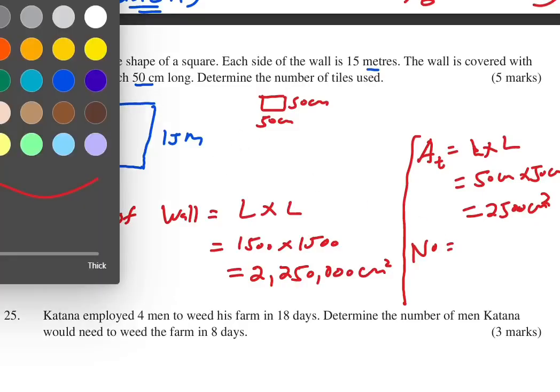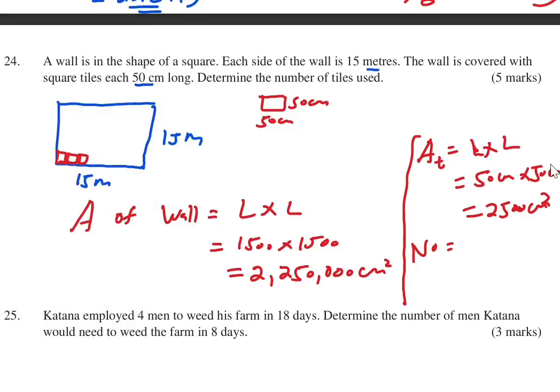You can change the color to maybe blue. 2,250,000 divided by 2,500. So divide the two with your calculator. So 2,250,000 divided by one tile. You can see the number of tiles are 900, and therefore our answer is 900. We score those 5 marks.